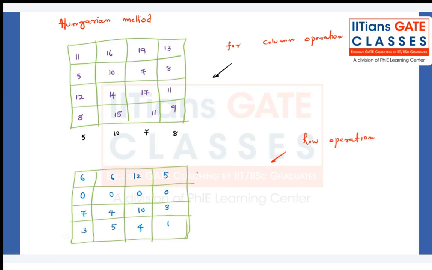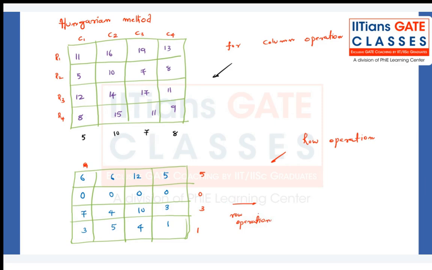Now let us find the minimum in each row. Here we have column 1, column 2, column 3 and column 4, and rows R1, R2, R3, R4, written for your understanding. This is the matrix revised after the column operation. Now find the minimum in each row: 5 in the first row, 0 in the second row, 3 in the third row. So this is the column operation and this is the row operation.